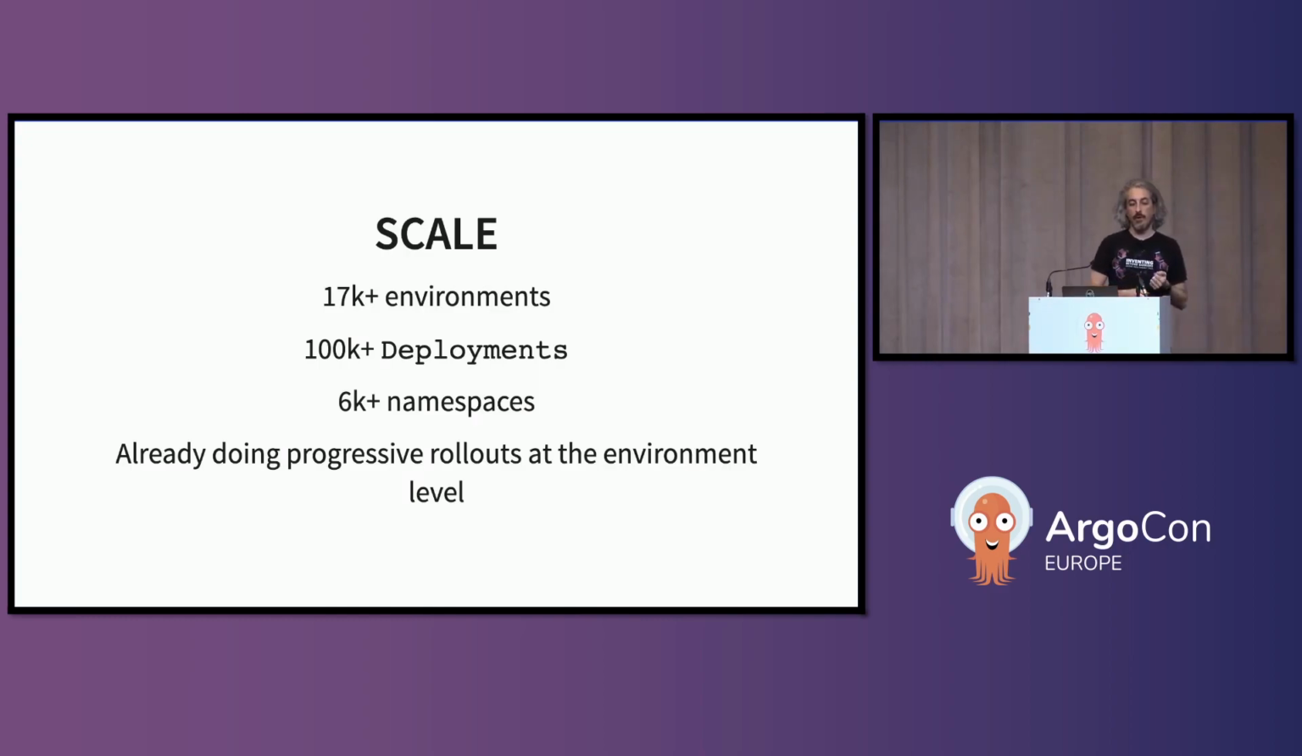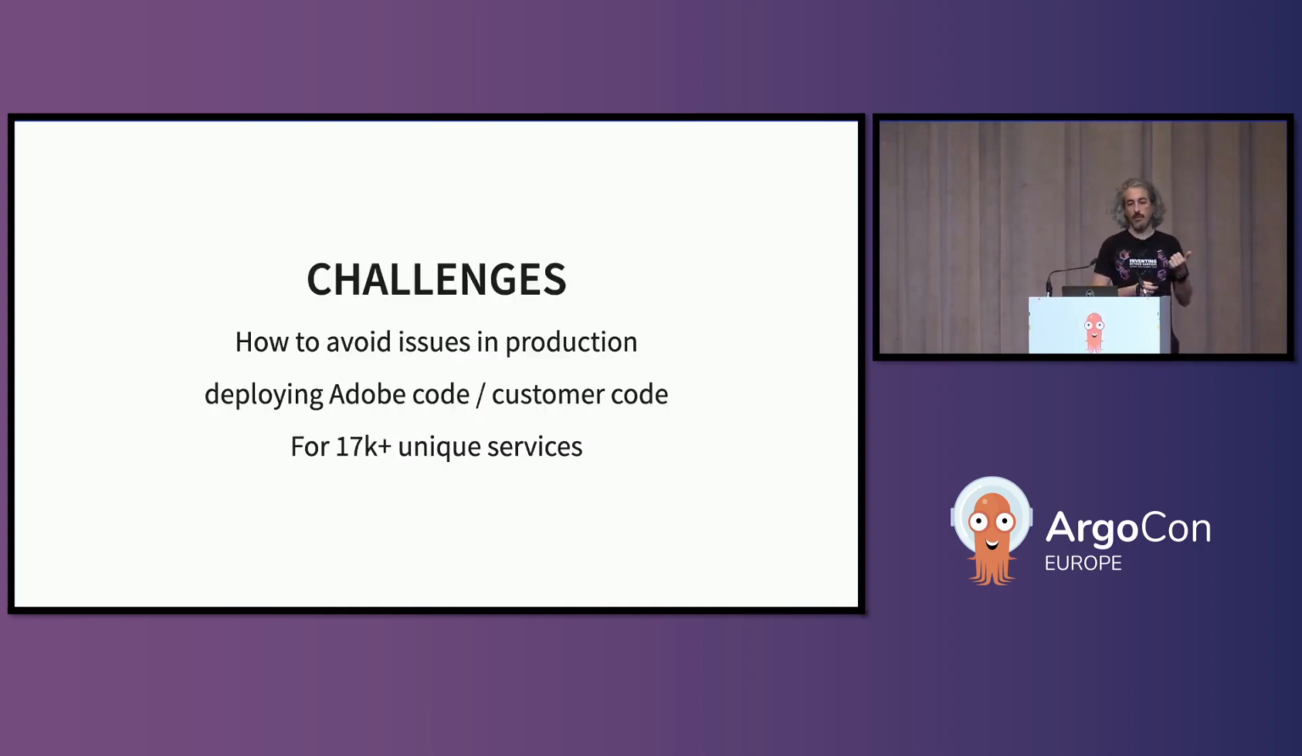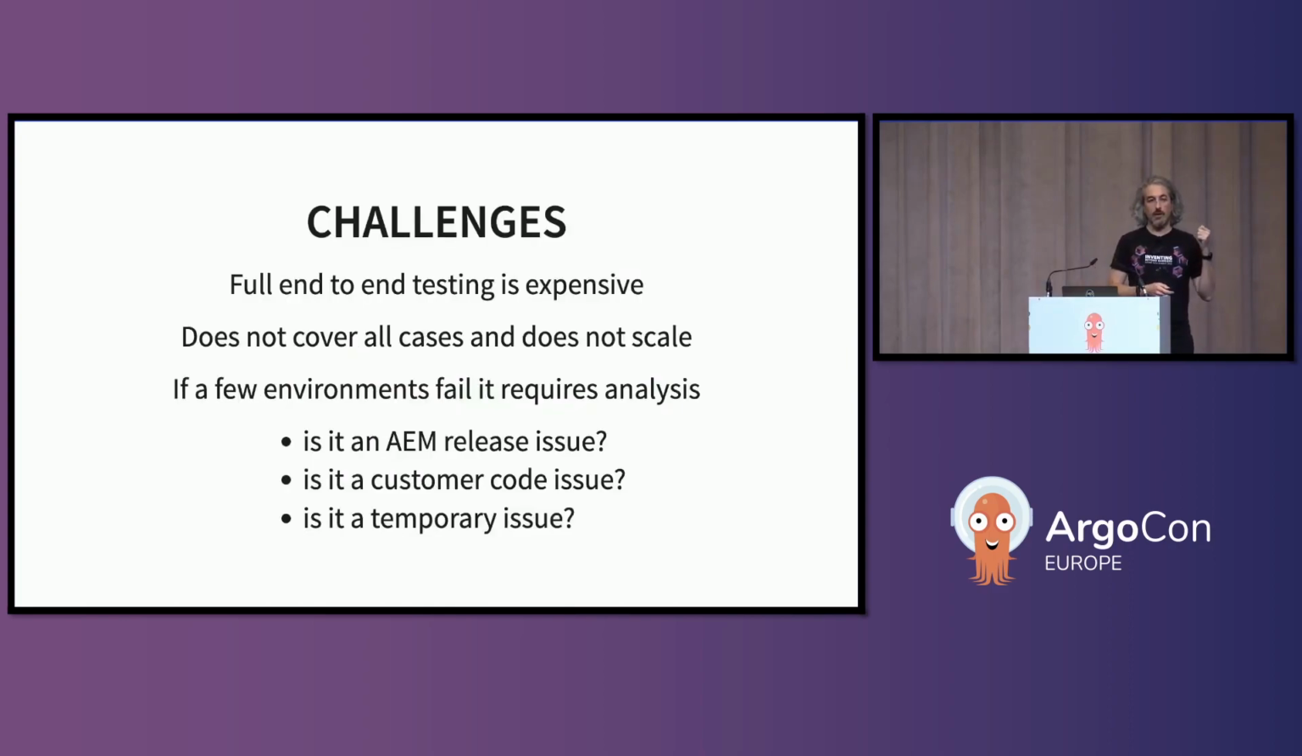We're already doing progressive rollouts at the environment level, but we were not doing them at the deployment level. So the challenges we're trying to solve with Argo Rollouts is how to avoid issues in production when we deploy Adobe code or the customer is deploying their own code for 17,000 unique services. The previous approach was full end-to-end testing, which is very expensive, does not cover all the cases, does not scale very well. And when things fail, this requires a lot of analysis.